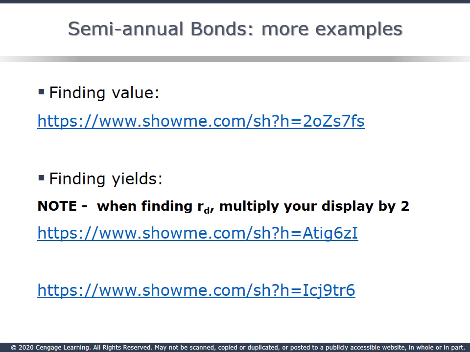However, note, when you are finding yield to maturity, when you plug in all the information into your calculator, your display will give you some figure for that yield to maturity. The display is telling you the yield to maturity every 6 months. That's not how we're going to report that. We're going to report that on an annual basis. So whatever the display says for your yield to maturity, then take that number and multiply by 2. And that'll be your answer.